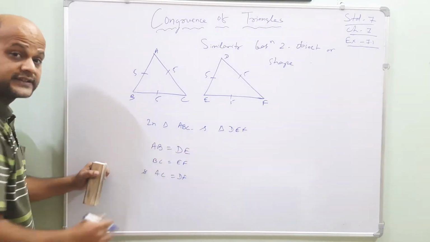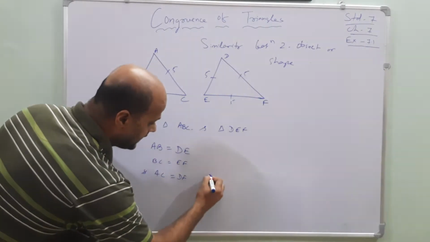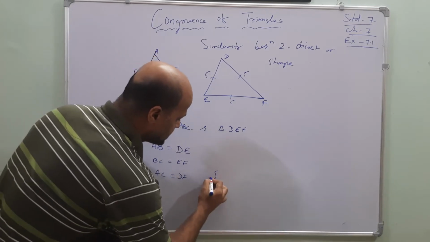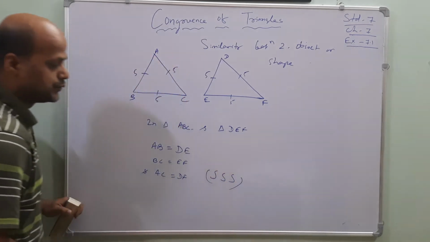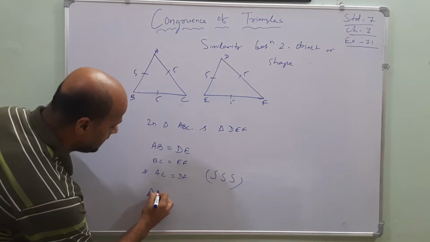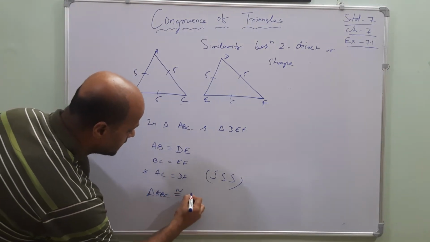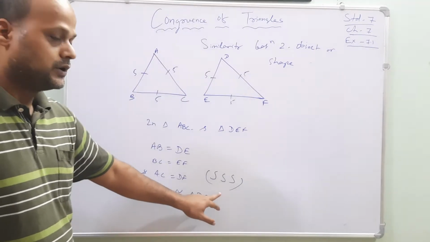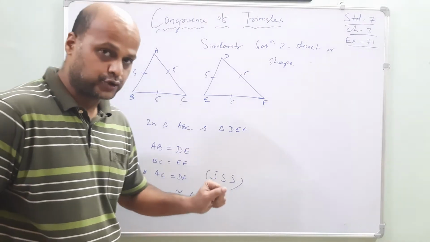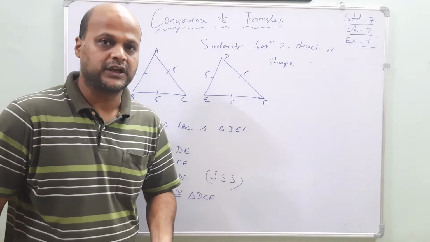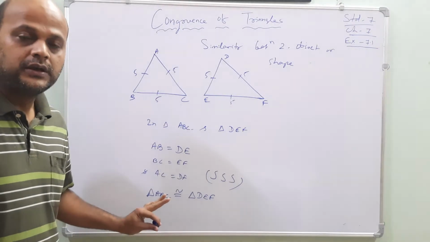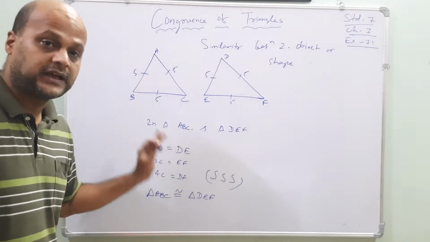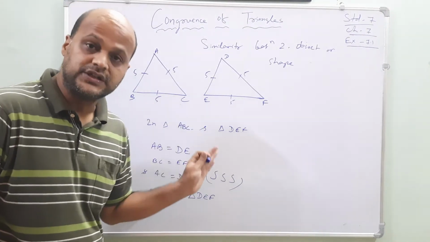Now here all the sides are equal, so according to the SSS rule, the side-side-side rule, we will say that triangle ABC is congruent to triangle DEF. We will be studying the rules in the next exercises. But in this manner you have to prove whether the two triangles are congruent to each other or not.